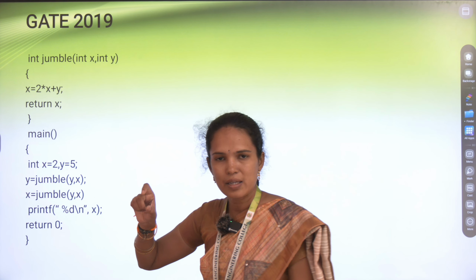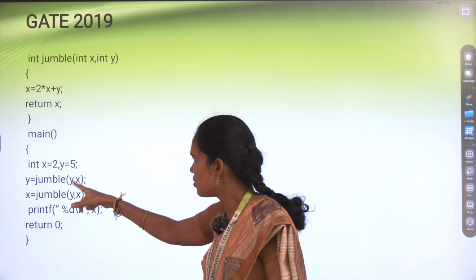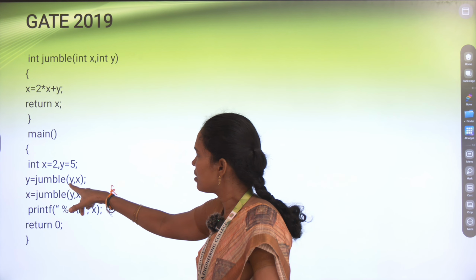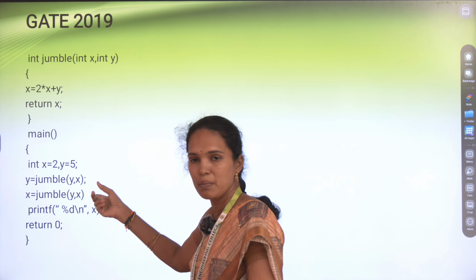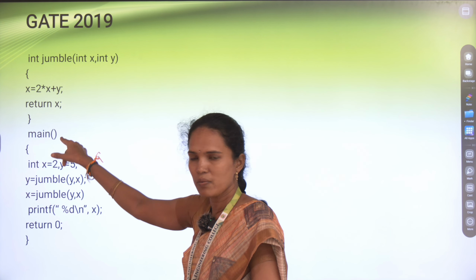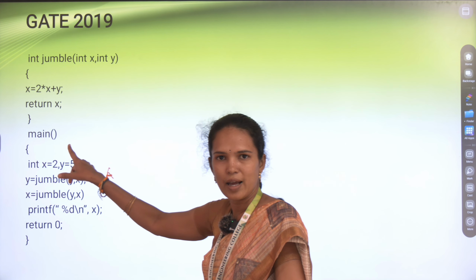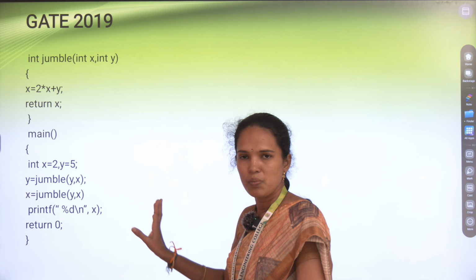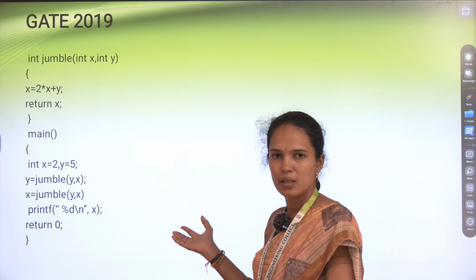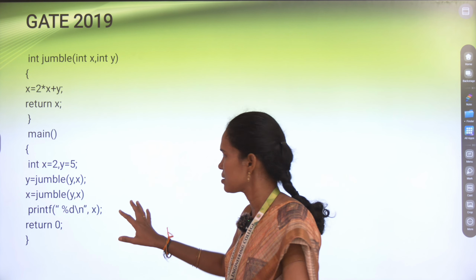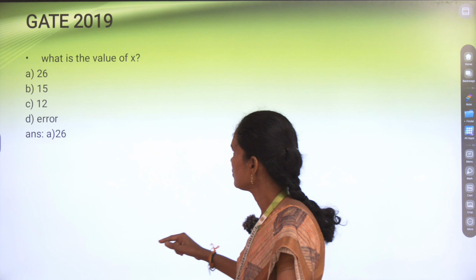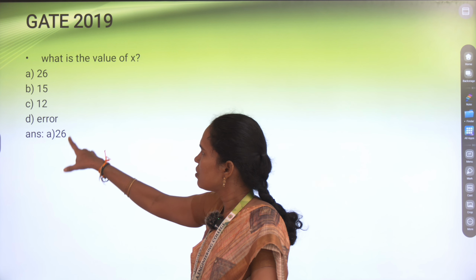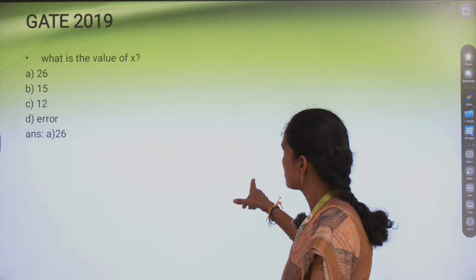So you have to concentrate here. You should not simply take x equal to 2 and y equal to 5, because we are passing jumble of y comma x, so the x value will be stored in y, and the y value will be stored in x. That is what you have to concentrate on. Now what is the output of this program? The value of x is 26. The options given are 26, 15, 12 and error. So option A is correct, 26.